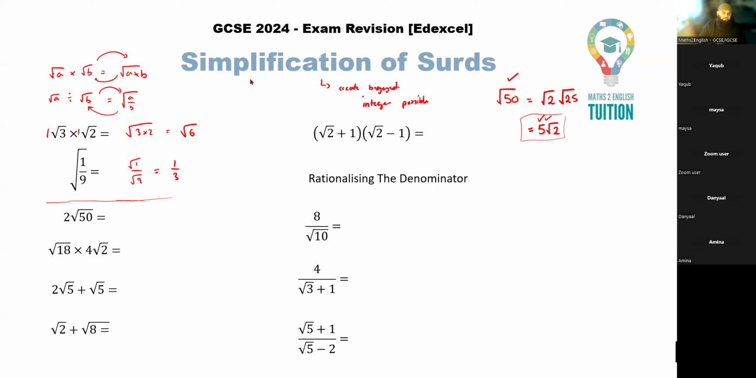Next question over here. We have 2 square root 50. Again, we can break it down into 2 square root 25 square root 2. Between each of these terms is a multiplication, so 2 times square root of 25 is 2 times 5 square root 2, and that's going to give us 10 square root 2. That's our answer over here. Next question over here, same thing.